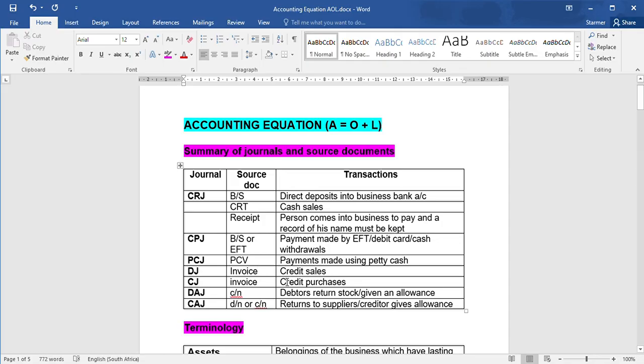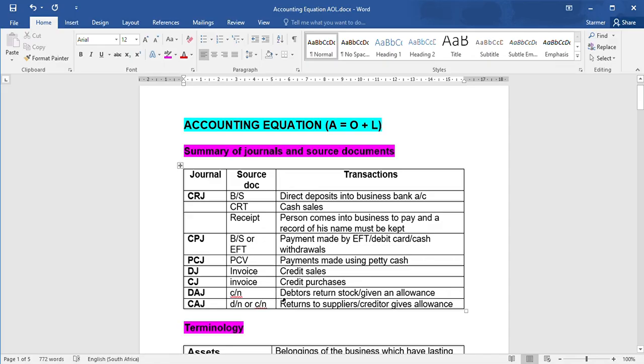If the business sells on credit, that gets recorded in the debtors journal, and the document is an invoice. If the business buys on credit, that gets recorded in the creditors journal, and that is also an invoice.